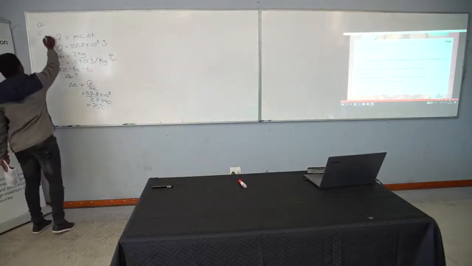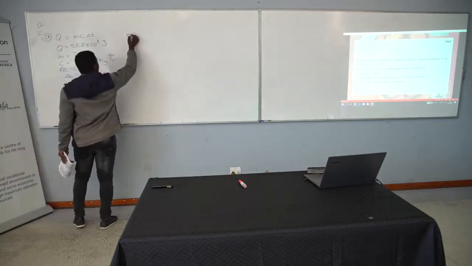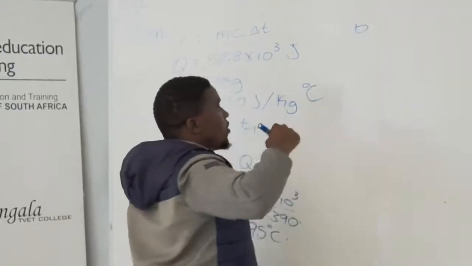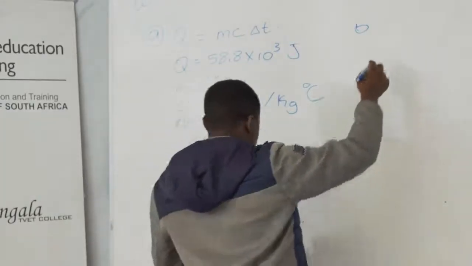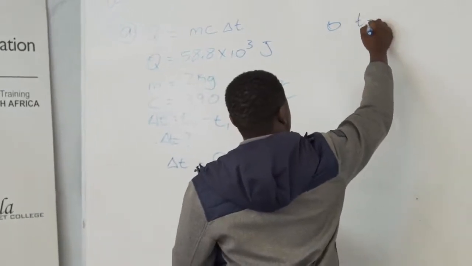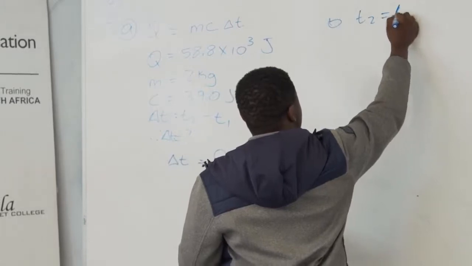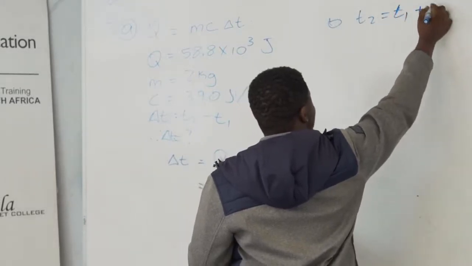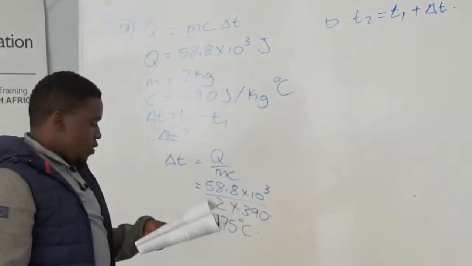We can say this one, it's A, number B. For our final temperature, what do we know about our final temperature? We know that T2 is equal to T1 plus the change in temperature.